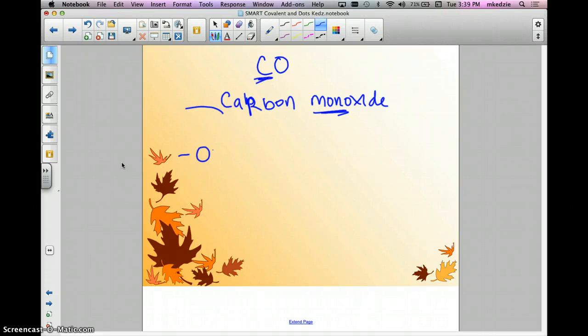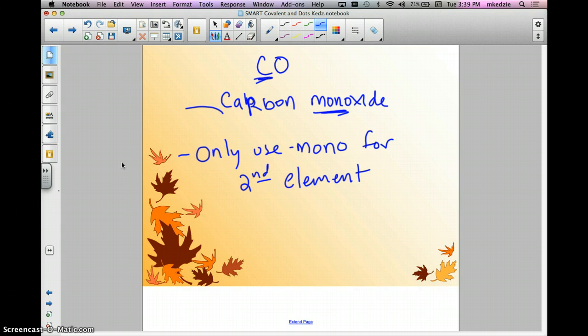So here's your last note. Only use mono for the second element. You could leave it blank if it's the first one. Okay, so that's how you do covalent naming.